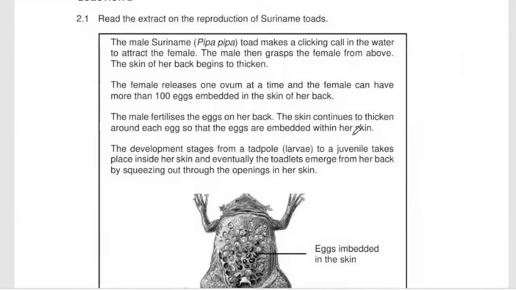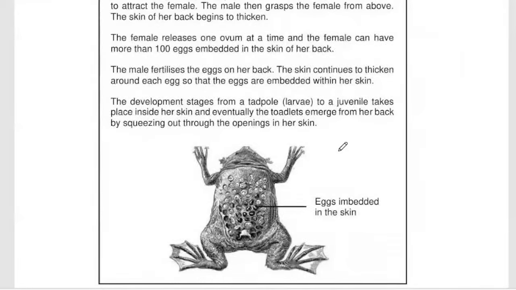The skin continues to thicken around each egg so that the eggs are embedded within her skin. They are saying that the development stage from the tadpole to juvenile takes place inside her skin, and eventually the tadlets emerge from her back by squeezing out through the opening in the skin.